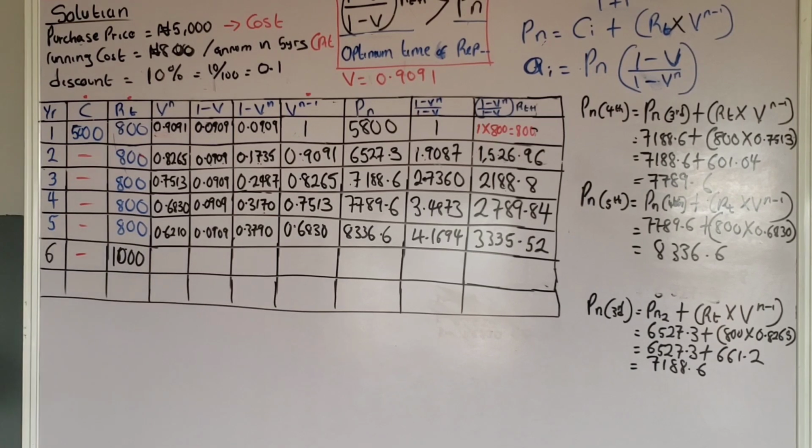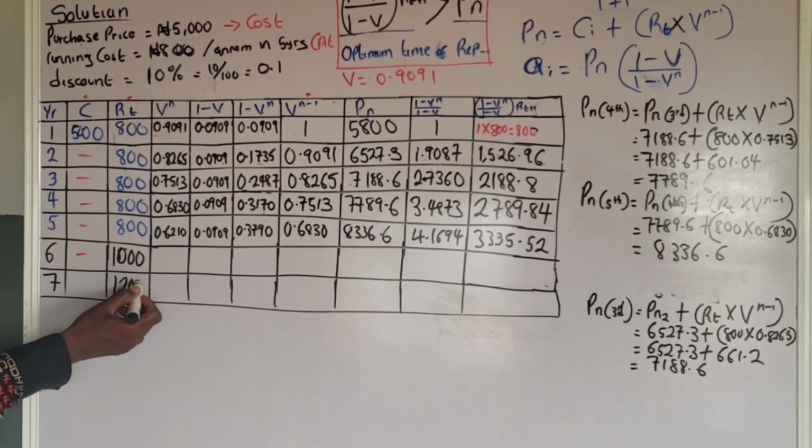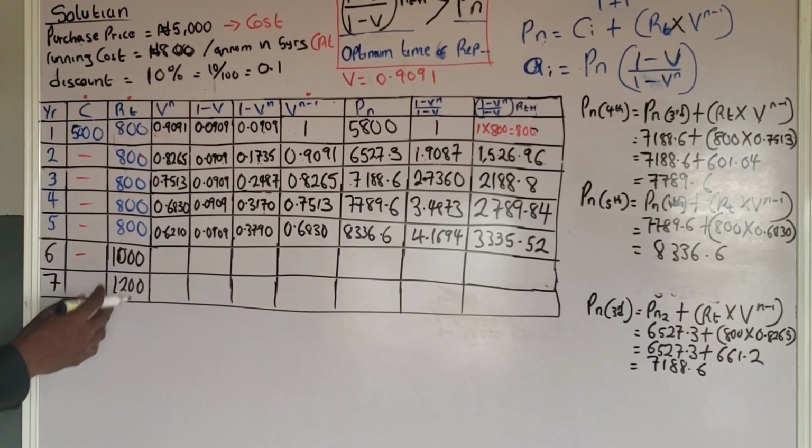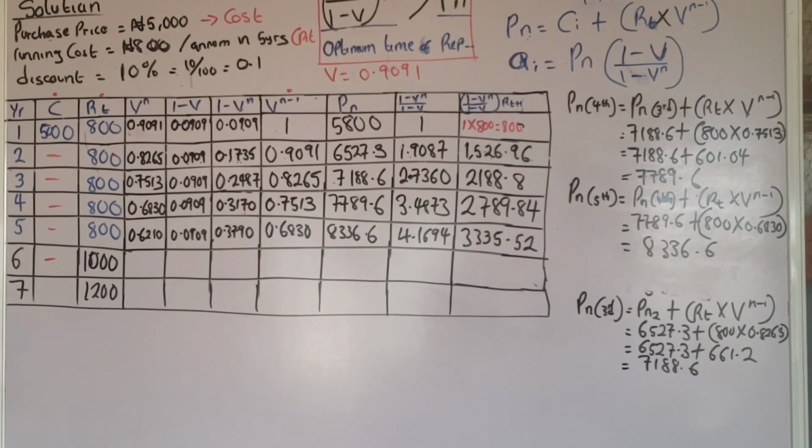I'm very sure you understand. If you learn, you have to learn how to interpret the question. For the first 5 years, it's 800. After 5 years, it increases by 200. So if I want to get the maintenance cost for the 7th year, it will be 1,200. Do you understand? Okay. So let's get the values for the V^N of year 6.